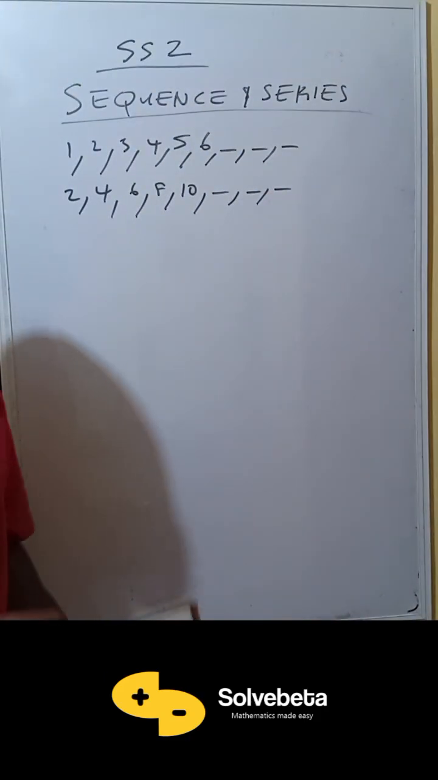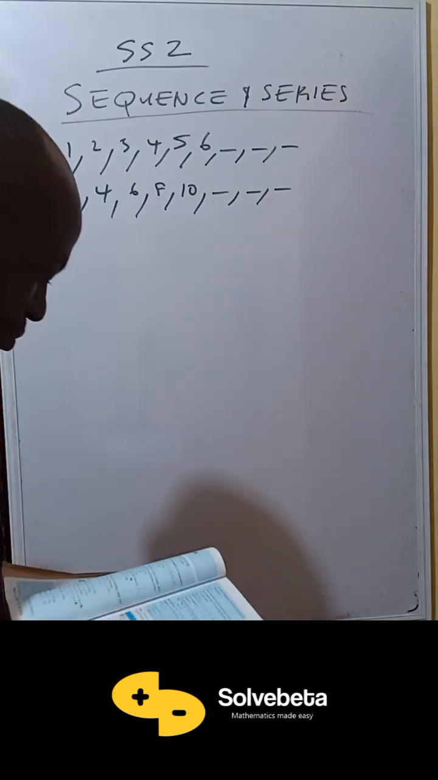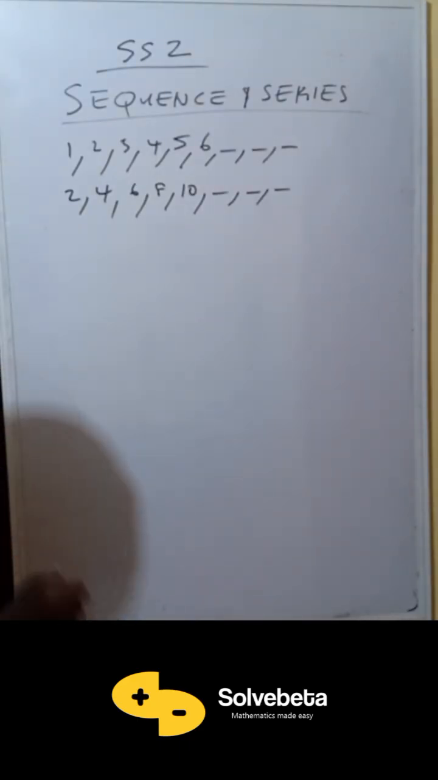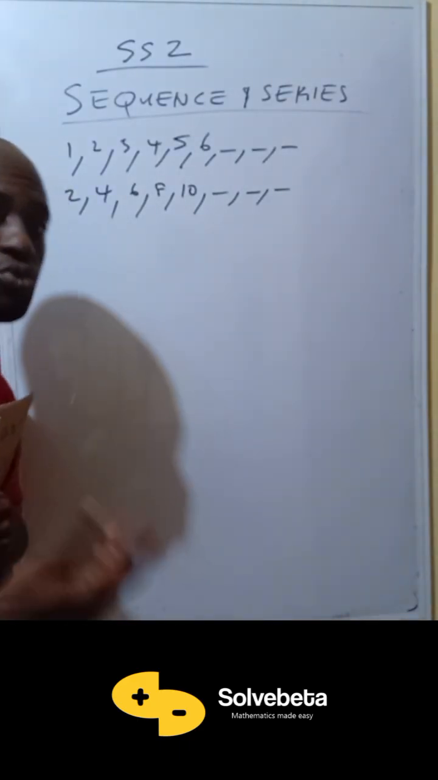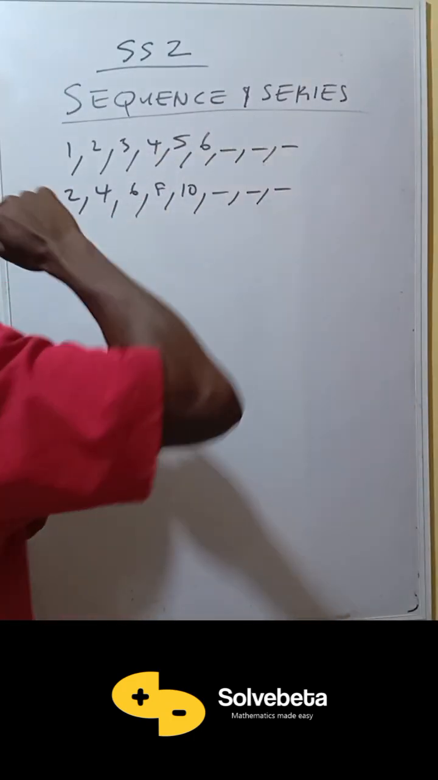That will then give us the definition of a sequence. A sequence is a list of numbers that is following a particular pattern or a rule. That's what a sequence is. A sequence is a list of numbers following a particular pattern or a rule.